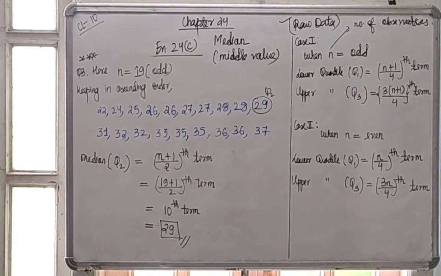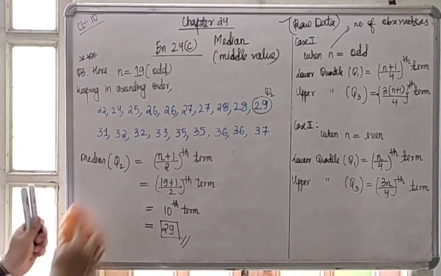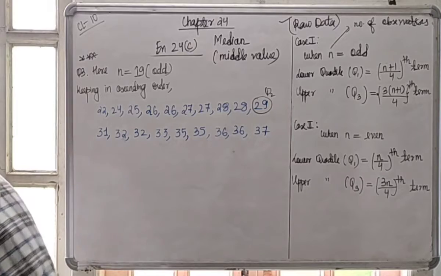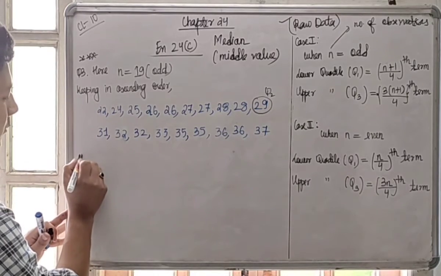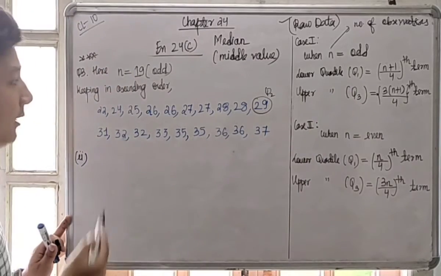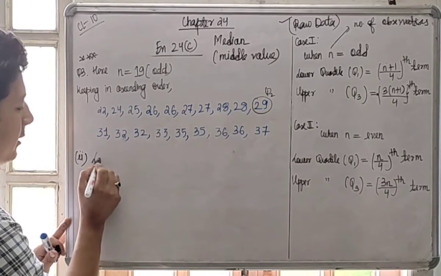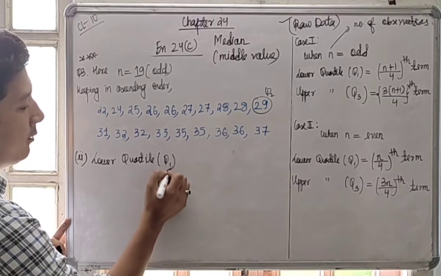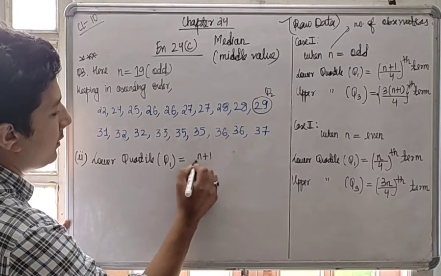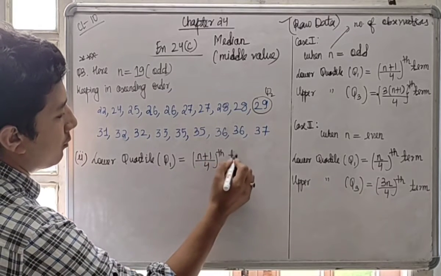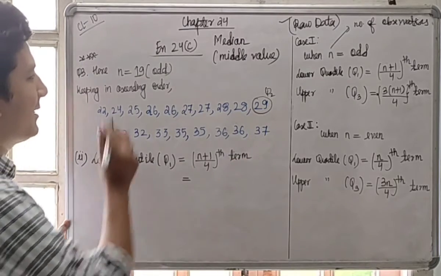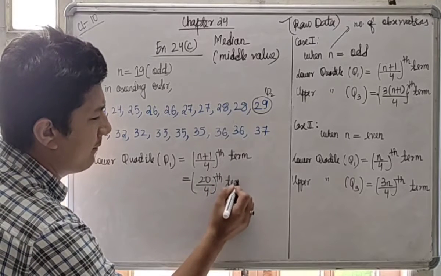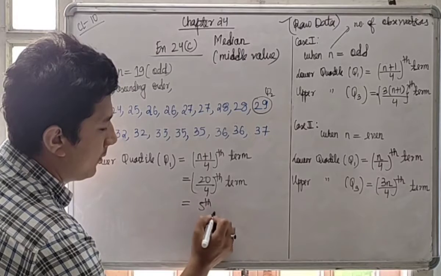All right, boys, so this was my median. I'm done with median Q2. Now I need to find number 2, the lower quartile, and then the upper quartile. So lower quartile is given by Q1, and we are doing it for odd. Write down lower quartile. Q1 is given by the formula (n plus 1) divided by 4th term. So n is 19, 19 plus 1 is 20, and 20 by 4 means the 5th term in the ascending order.